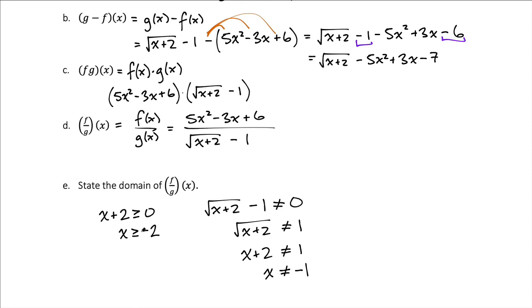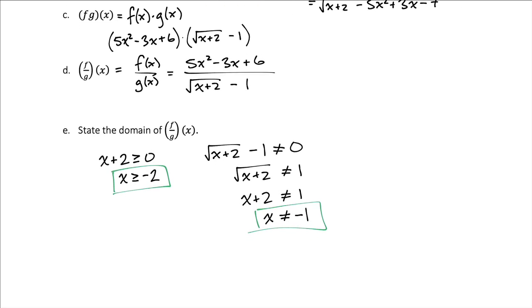And so now we've got these two restrictions, and so we're going to put those together to get our domain in interval notation. So starting at negative 2, inclusive, we go, but right at negative 1 we've got to stop, okay, not include negative 1, and then pick up right after negative 1 and go to infinity.